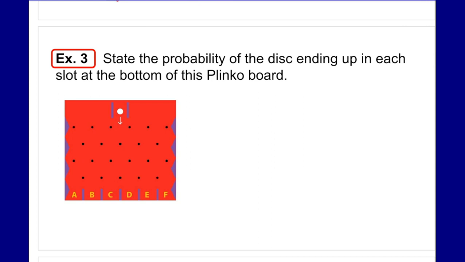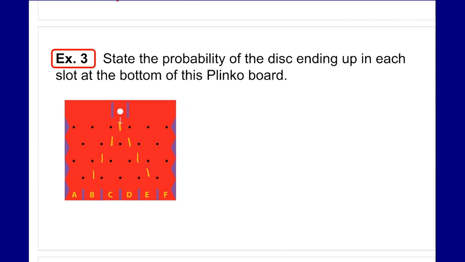Example 3, we want to state the probability of the disk ending up in each slot at the bottom of this Plinko board. So we're going to use Pascal's triangle to help us figure out the different options. Again, we talked about the Plinko board and Pascal's triangle, because it helps us figure out the number of pathways. So the ball drops down here, so there's one pathway to get to this node. There's one pathway to this opening, one pathway to here, and we can continue it down diagonally.